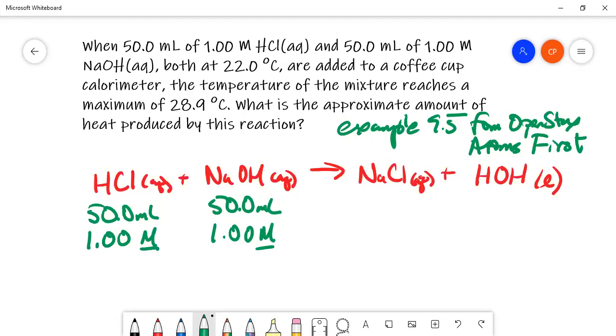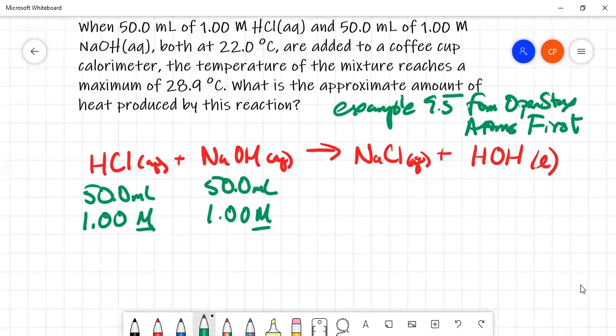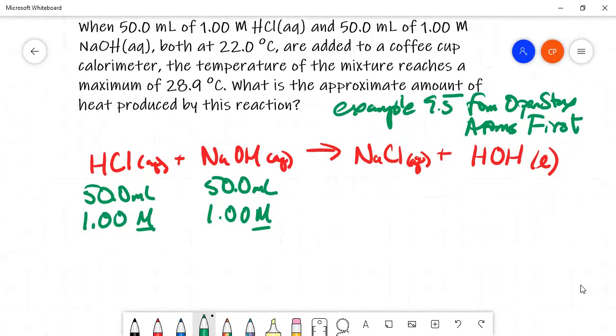And so when we actually say in the problem, what's the approximate amount of heat produced by this reaction? What are we actually pointing towards? What equation can we use to talk about the approximate amount of heat produced?